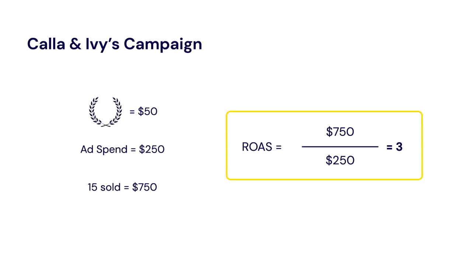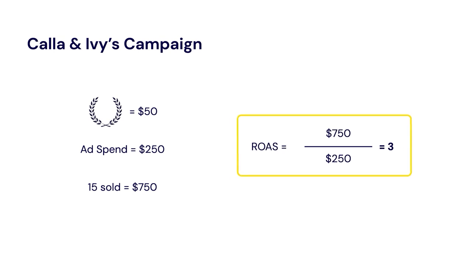Let's look at a more detailed example of ROAS from our flower shop, Calla and Ivy. Imra ran a campaign advertising seasonal fall leaf wreaths, selling for $50 a piece. She spent $250 on the campaign and, as a result, sold 15 wreaths. 15 wreaths at $50 a piece would have a result of $750 total revenue. So the ROAS here would be 750 divided by 250, or a result of 3. This means that Calla and Ivy made 3 times what it spent on advertising.